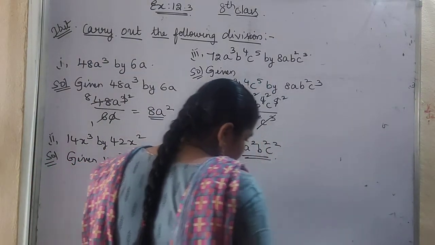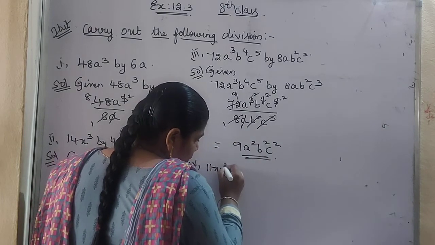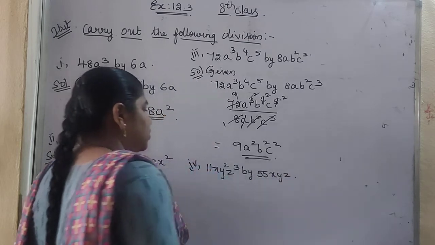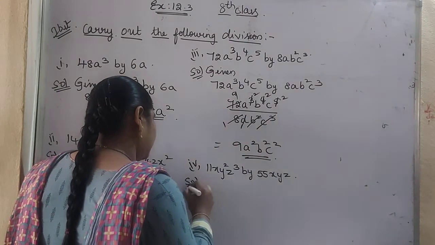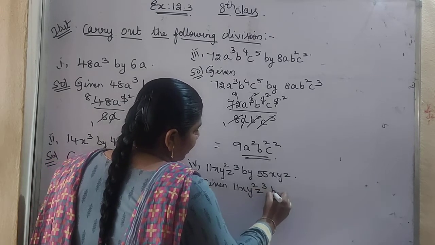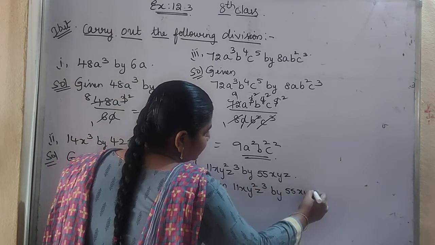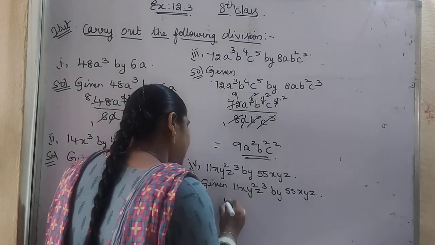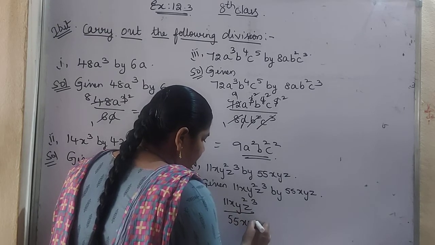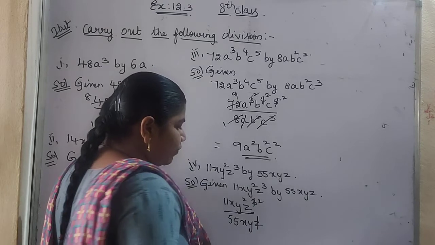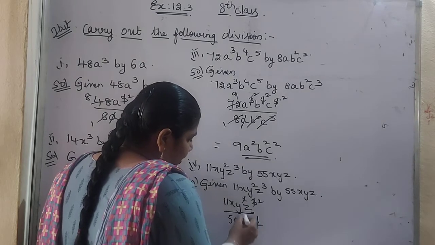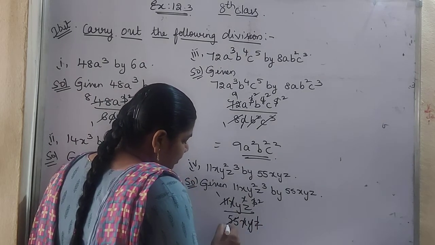Next, fourth one is 11xy square z cube by 55xyz. So we have to divide this again. So given 11xy square z cube by 55xyz, do division now. 11xy square z cube by 55xyz. So z will get cancelled, only z square will be remaining. y will get cancelled, only 1 y will be remaining. x is cancelled. 11 ones, 11 fives.